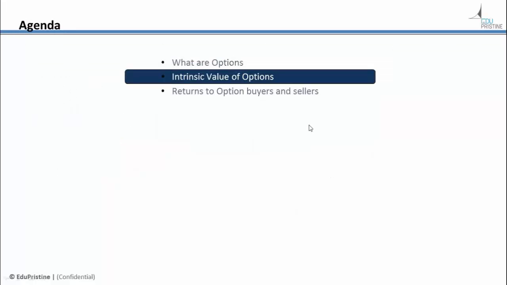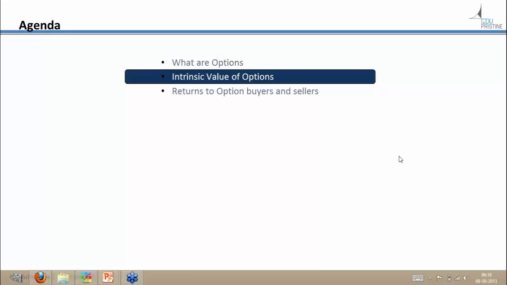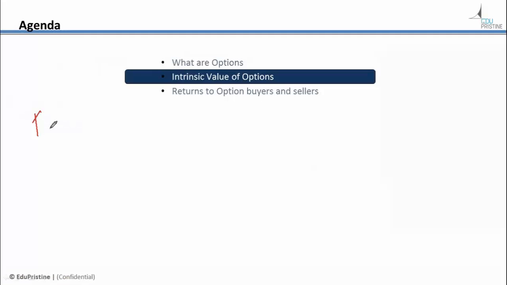Okay. Now intrinsic value we have already discussed. On the last topic we will discuss one more thing. Many people confuse the selling of a put option with buying a call option. What is buying a call option? Buying a call option is the right to buy. What is a put option? Buying a put option is the right to sell.